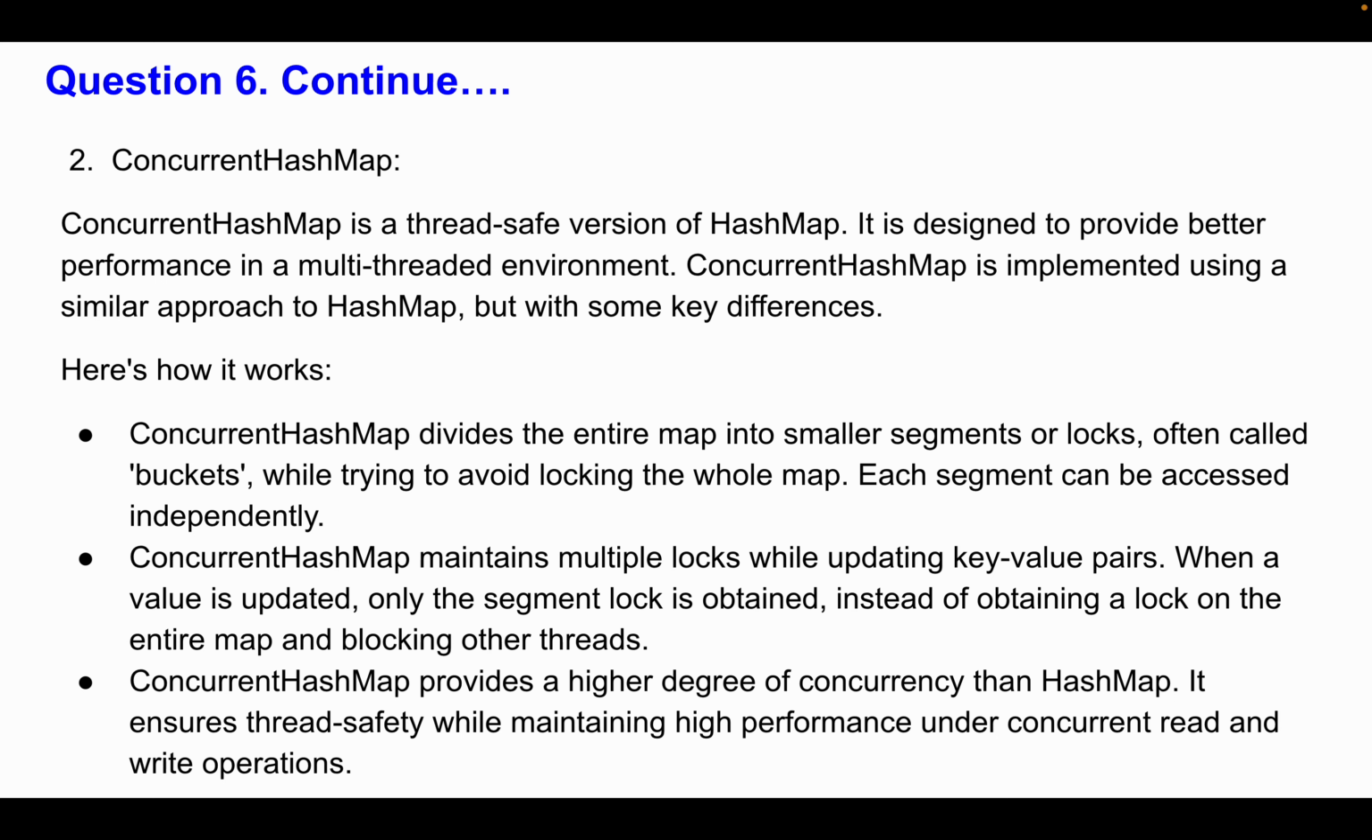ConcurrentHashMap maintains multiple locks while updating the key-value pairs. When a value is updated, only the segment lock is obtained, instead of obtaining a lock on the entire map and blocking the other threads. ConcurrentHashMap provides a higher degree of concurrency than HashMap. It ensures thread safety while maintaining high performance under concurrent read and write operations.